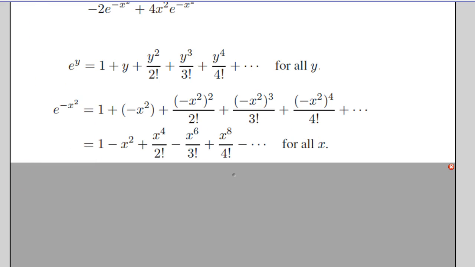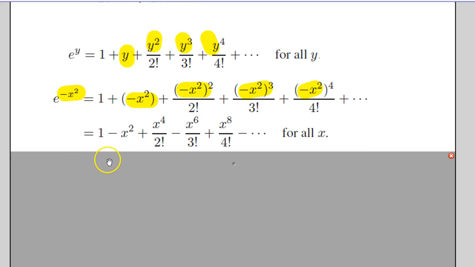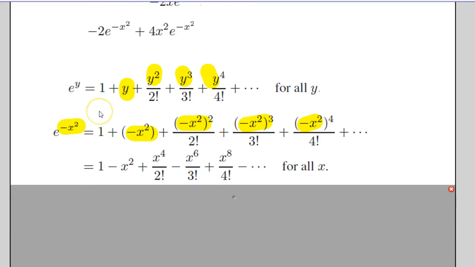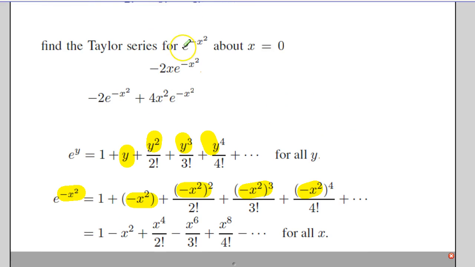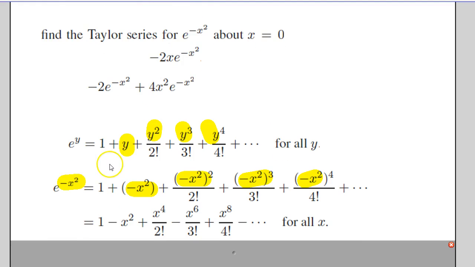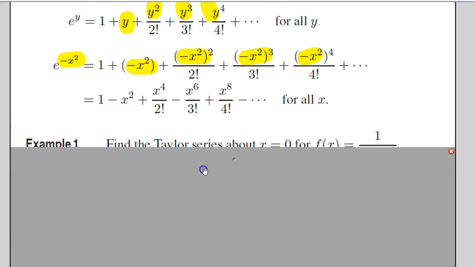Well, the Taylor series for e to the y involves only powers of y, not derivatives of y. It only involves the powers of y. So if y in this case is negative x squared, then the Taylor series is only going to involve the powers of negative x squared. And so this is a much simpler and quicker way of computing the Taylor series for e to the negative x squared than doing it the long way and finding the derivative for each term of e to the negative x squared. So that's one strategy.